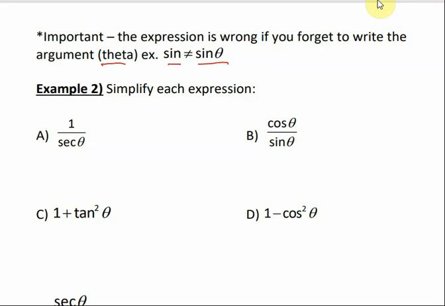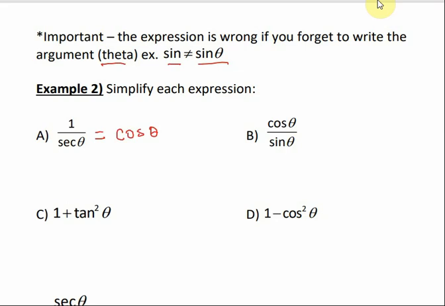All right, so let's simplify each expression. The first one is 1 over secant of theta. So we want to try to simplify it and write it in something that is equivalent but simpler than what's written. Well, we know that secant of theta is the reciprocal of cosine of theta. And so this would be equal to cosine of theta.